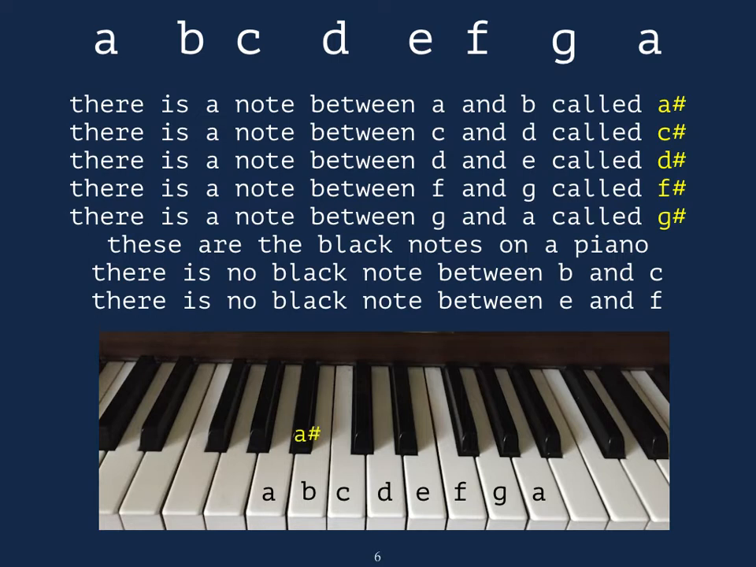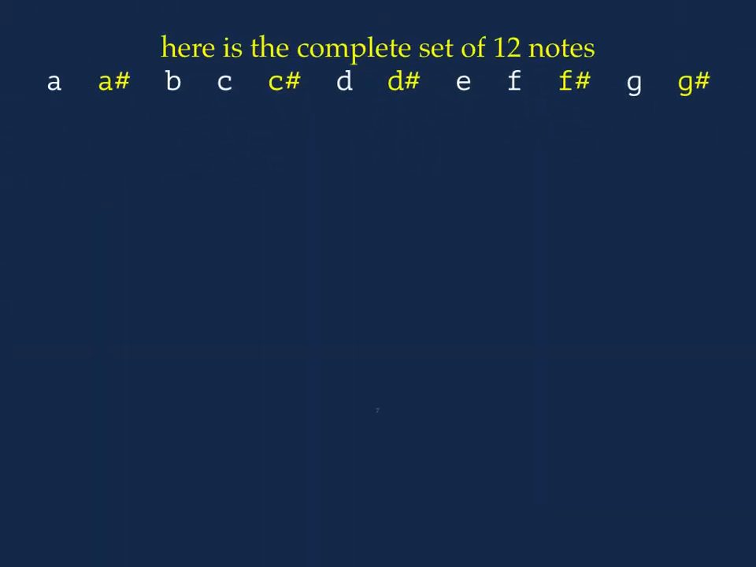There's A sharp, the black note between A and B. No black note between B and C, but C sharp is between C and D. D sharp is between D and E. Again, no black note between E and F, so F sharp is after F, and then after G we have G sharp, and of course after A, back to A sharp again. So here is the complete set of 12 notes.